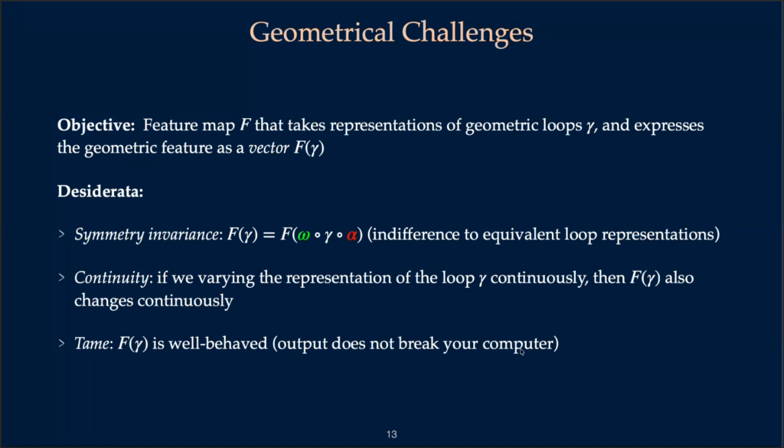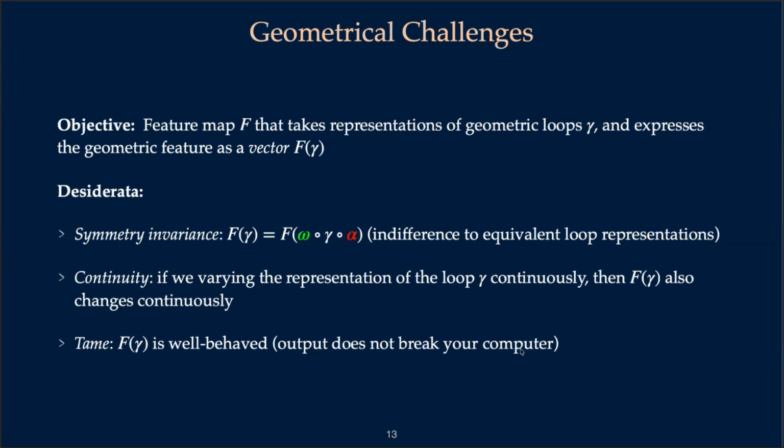There are two types, the internal and external. The internal one, the parametrization of the circle, is alpha, and the external one, the rotation, is omega. So depending on how I rotate the loop or how I parameterize the circle, I should have the same output. We should also want continuity.